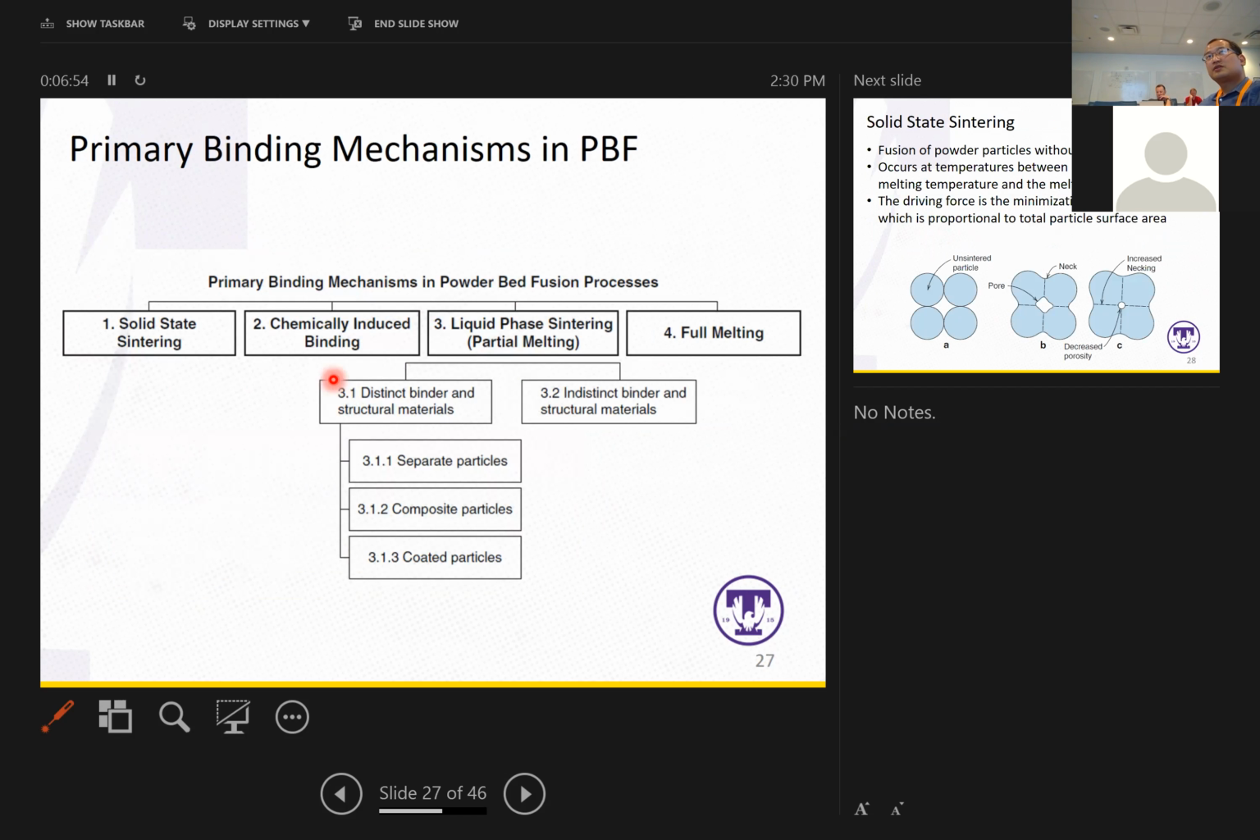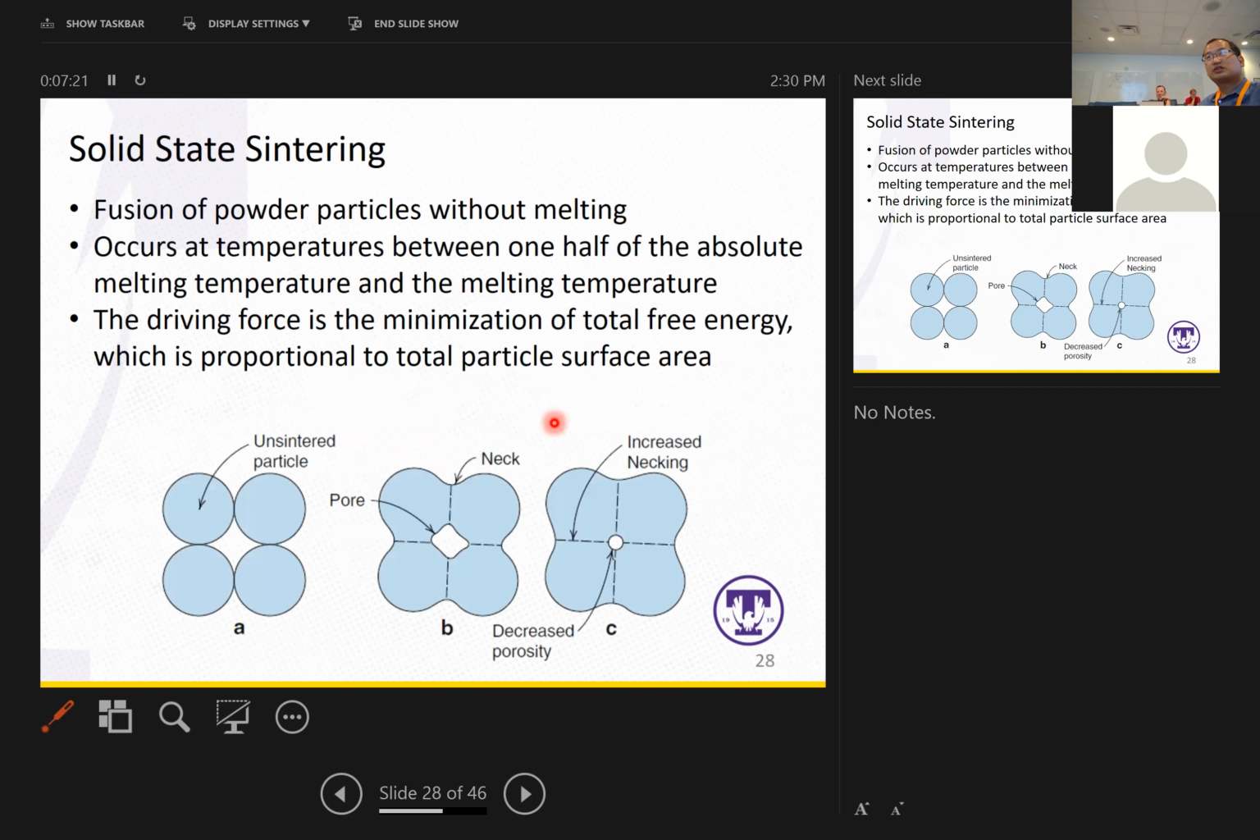So the primary binding mechanisms in those powder bed fusion-based methods fall into these 4 different categories. There is solid state sintering, chemical induced binding, liquid phase sintering, and the last one is full melting. So yeah, we can take a look at what they are.